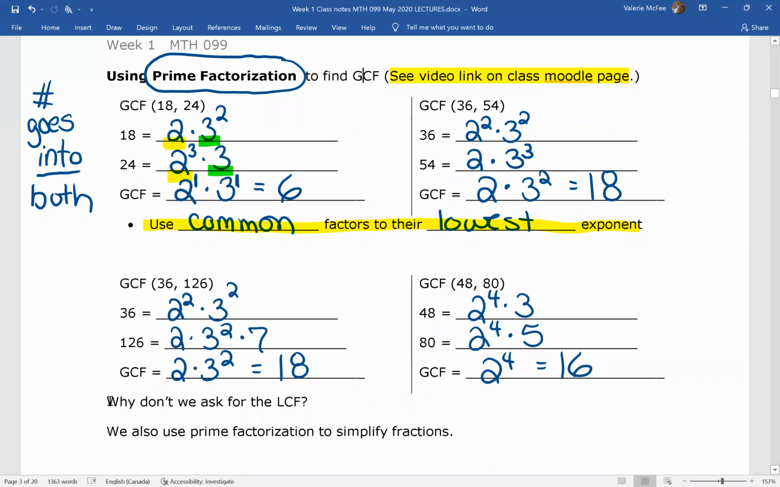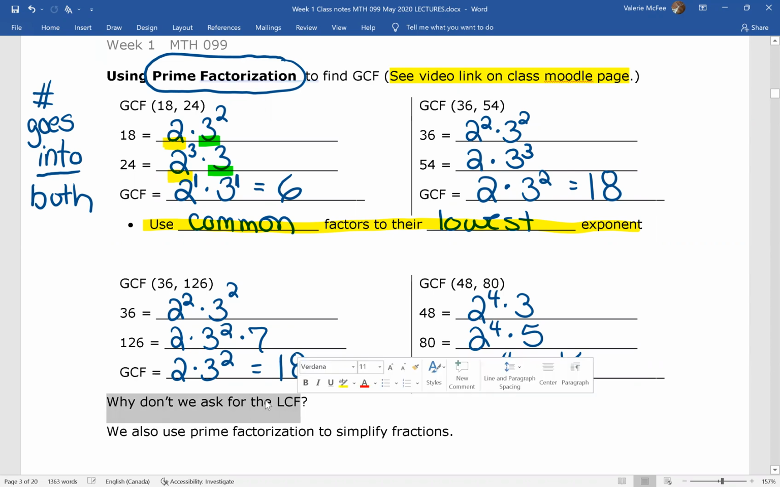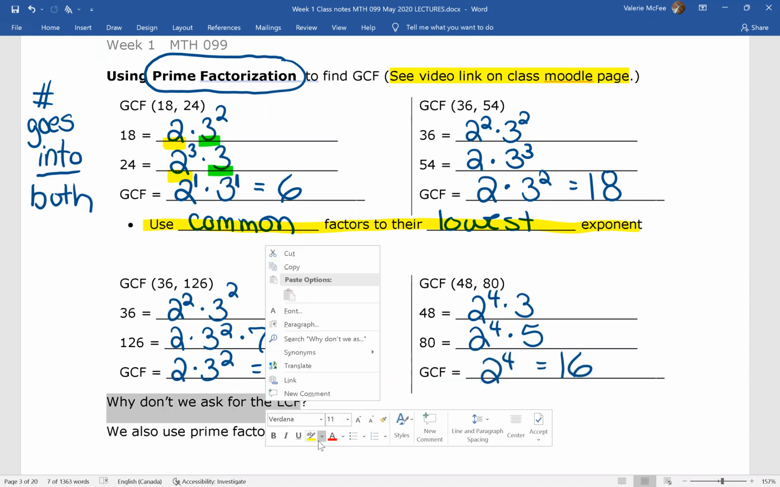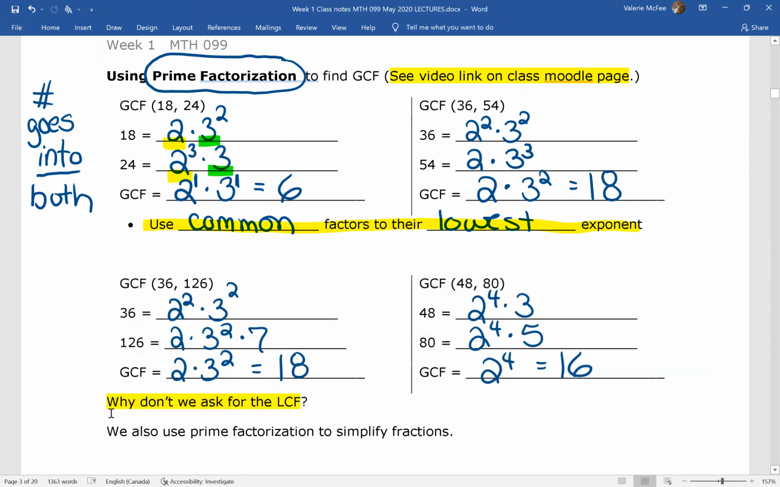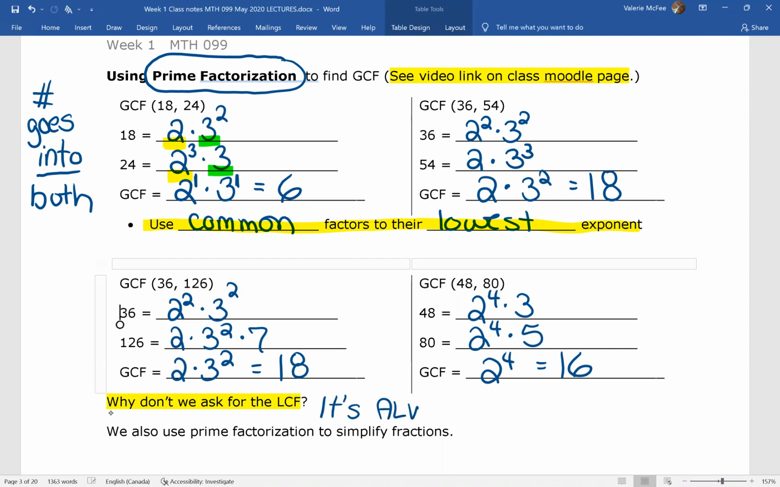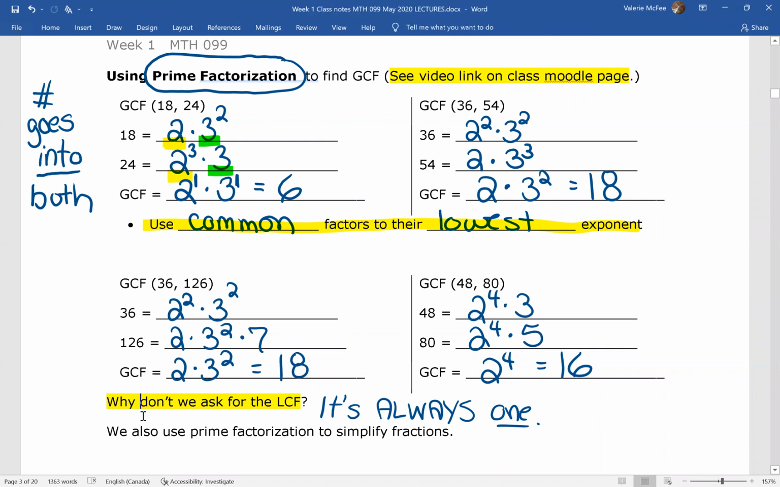Now, here's a good question. Why don't we ask about the lowest common factor? Why are we always asking about the greatest common factor? The lowest common factor is always 1. It's not useful to talk about the lowest common factor if it's always the same number.